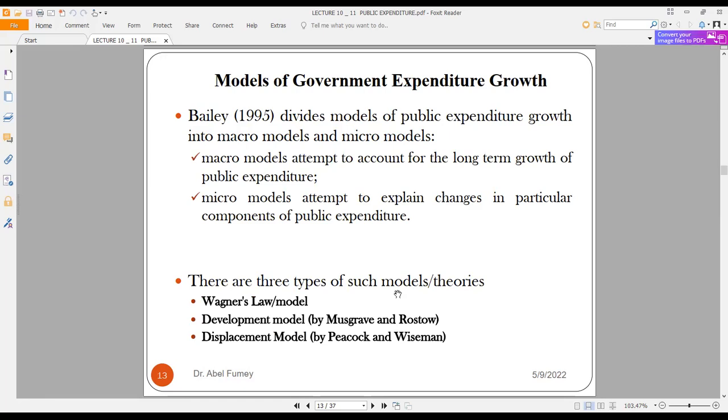Basically, for the macro ones, they try to study the long-term growth in public expenditure. So over the years, what is the trend of public expenditure? Is it increasing? Is it decreasing? Is there a particular growth trend? That is the macro models. They try to explain that.